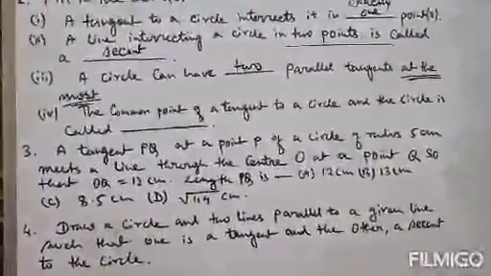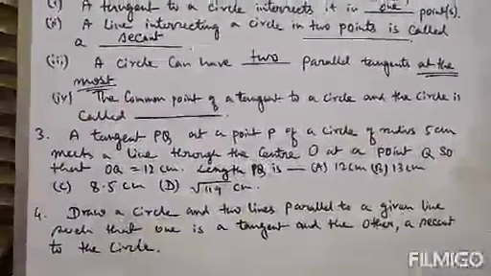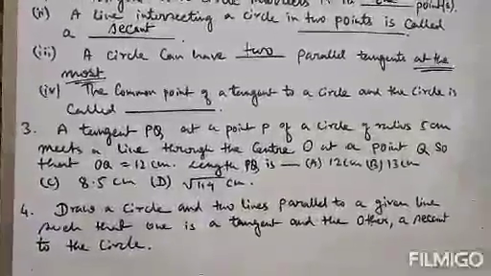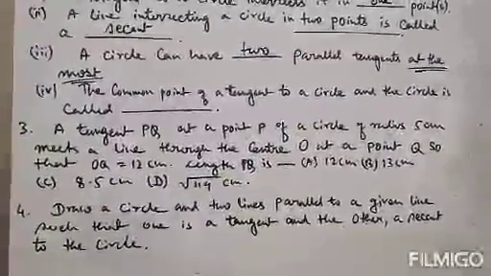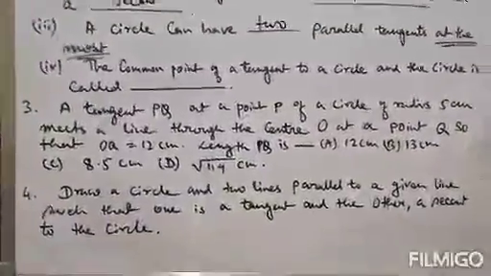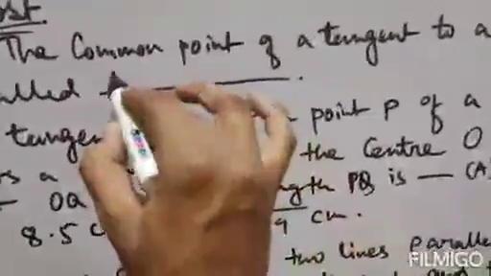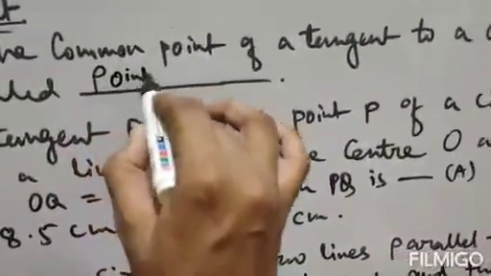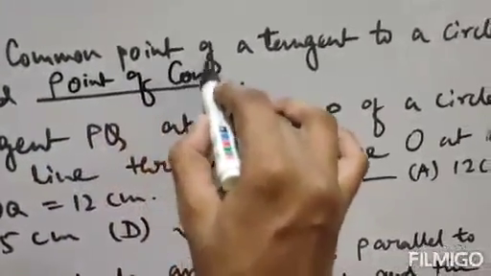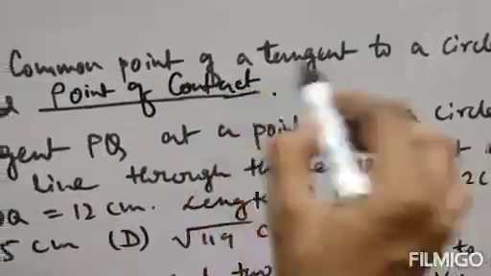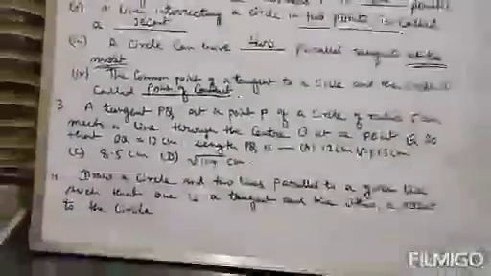Number 4. The common point of a tangent to a circle and the circle is called the point of contact.